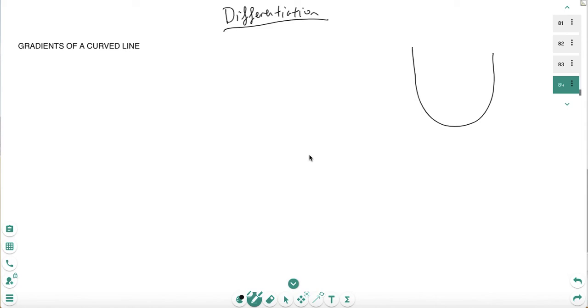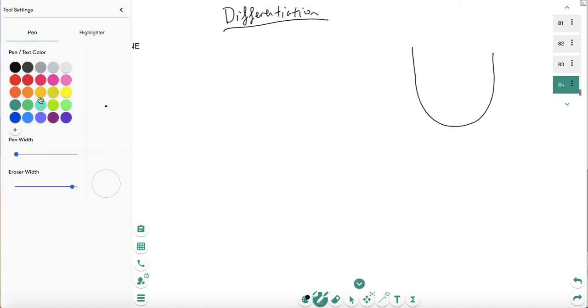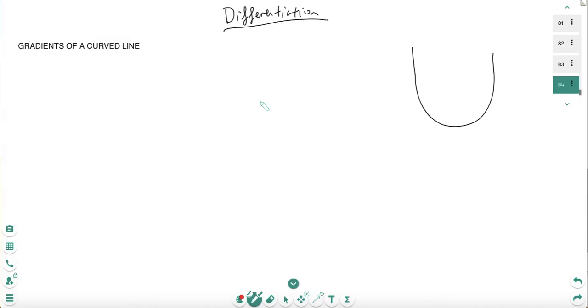Alright, gangsters, a new topic today is called differentiation. Differentiation is all about figuring out the gradient of a curved line or a particular point on a curved line, okay? Let's have a look at this curved line over here. If I were to ask a student, what's the gradient of this line? Would there be just one answer? Does a curved line have a single gradient?